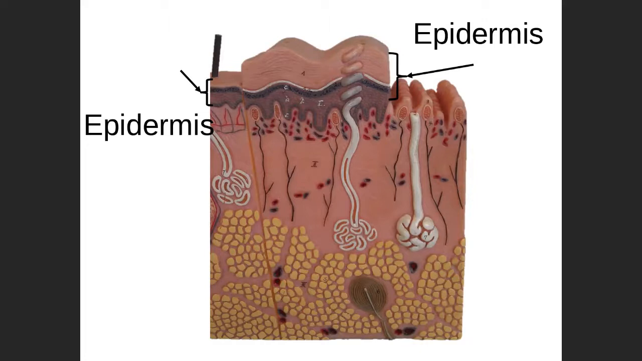Over here, where I have my little pointer, that is going to be thick skin because of this outer layer. You can see how many cells are in the stratum corneum layer here, compared to the epidermis over here. You can see how thin that is. Another way to tell the difference between thick and thin skin is to look at the palms of your hand. I don't know how easy it is for you to look at the soles of your feet, but do you see any hair on the palms of your hand? I hope not. Thick skin does not have hair.